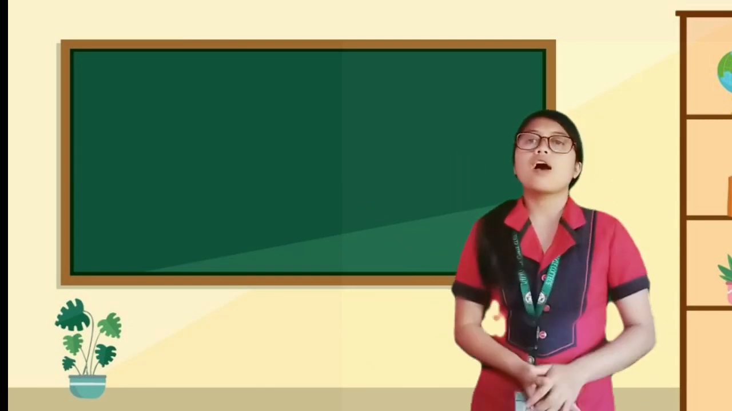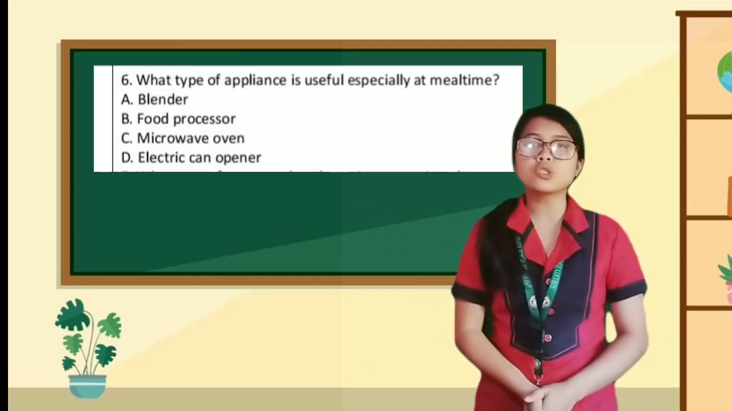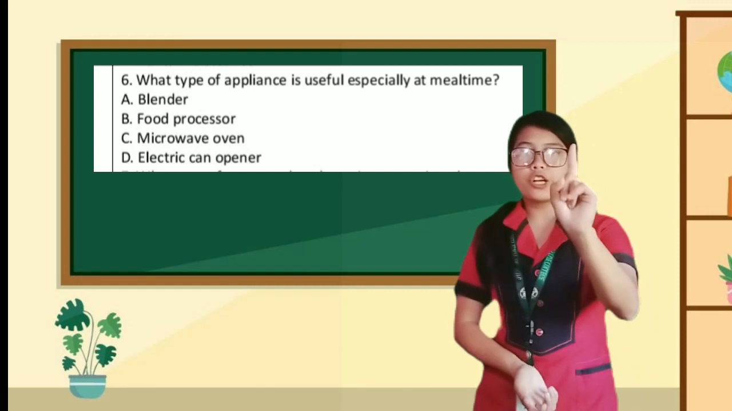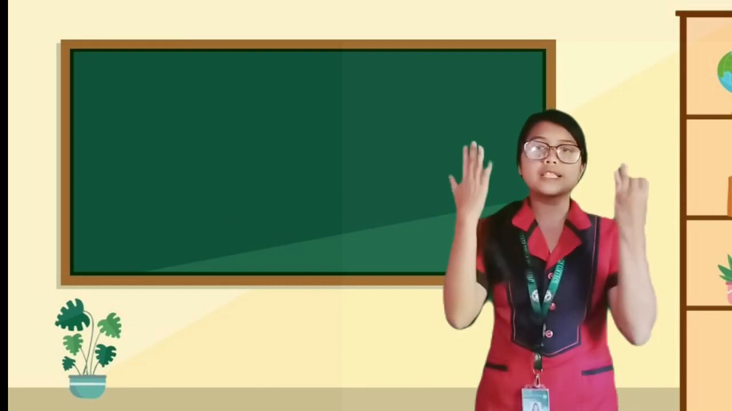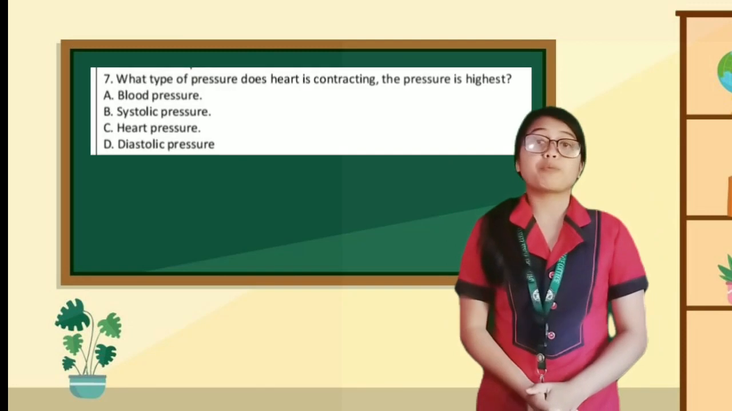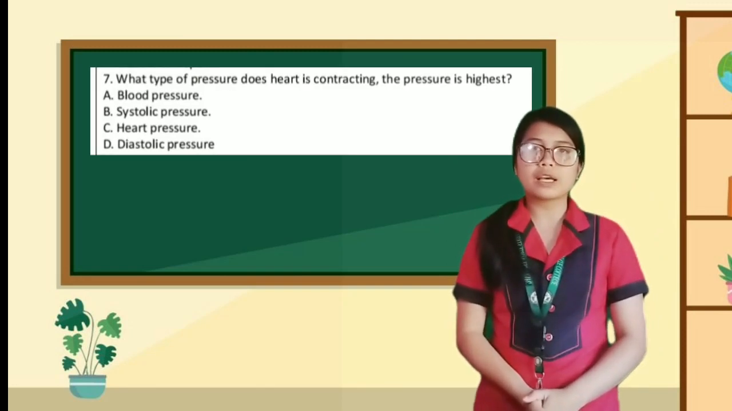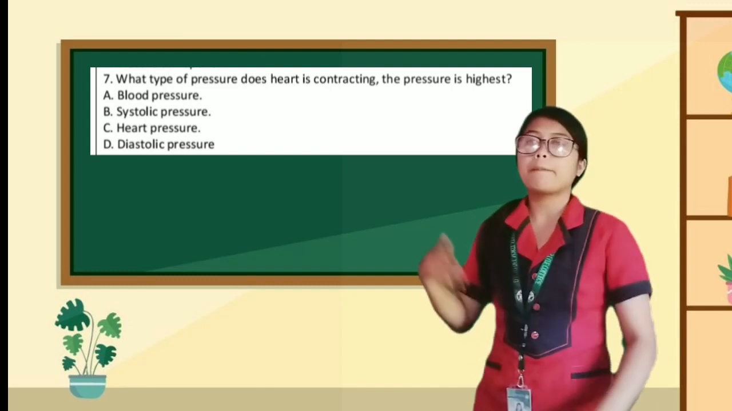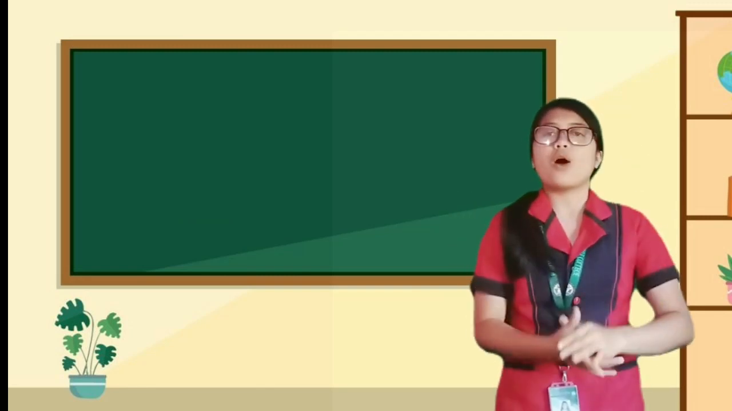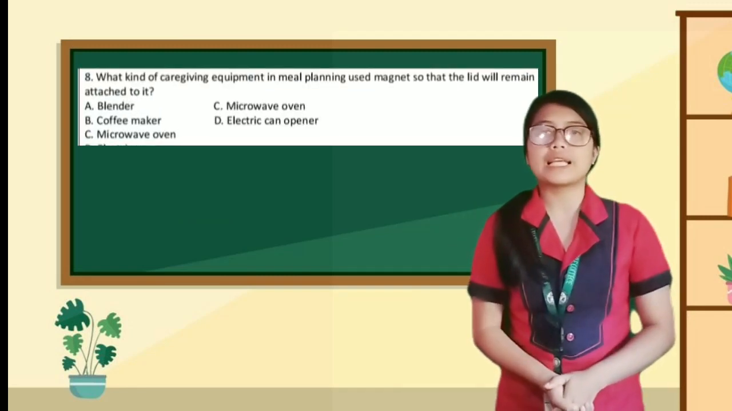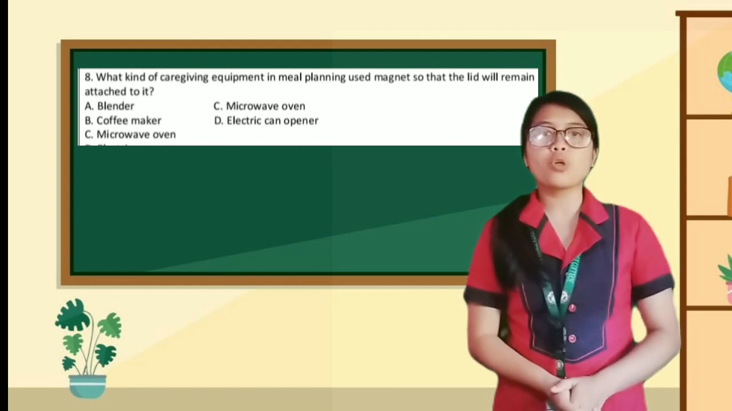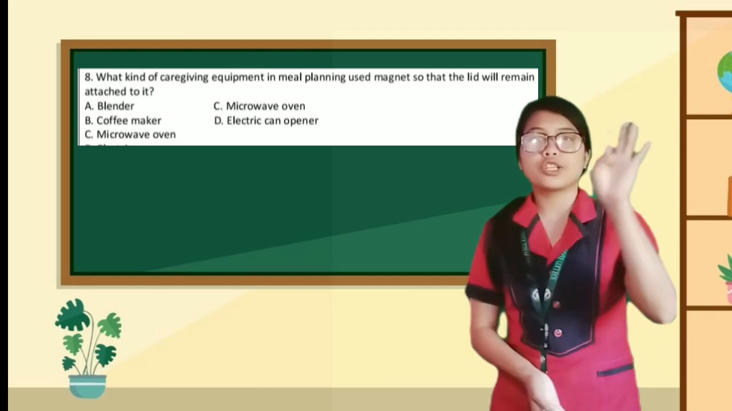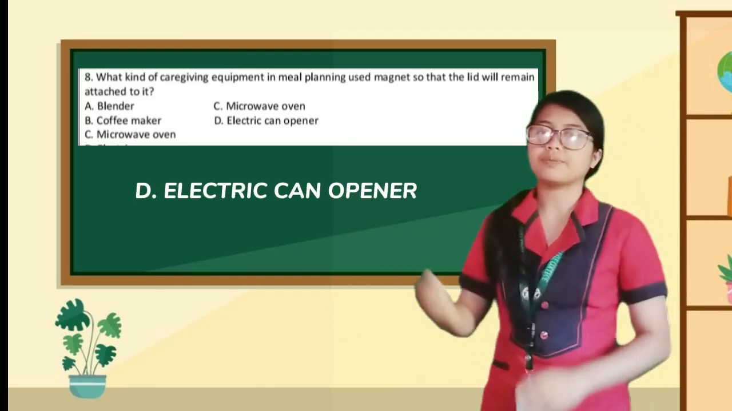Number 6. What type of appliance is useful especially at mealtime? The correct answer is letter A, blender. Number 7. What type of pressure, when the heart is contracting, is the highest? The correct answer is letter A, blood pressure. Number 8. What kind of caregiving equipment in meal planning uses a magnet so that the lid will remain attached to it? The correct answer is letter D, electric can opener.